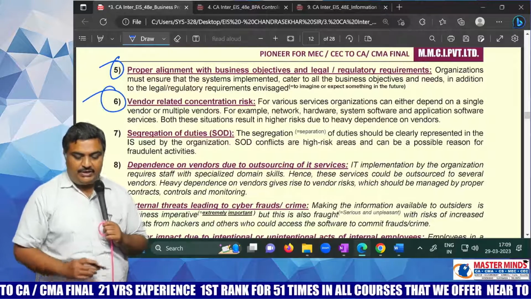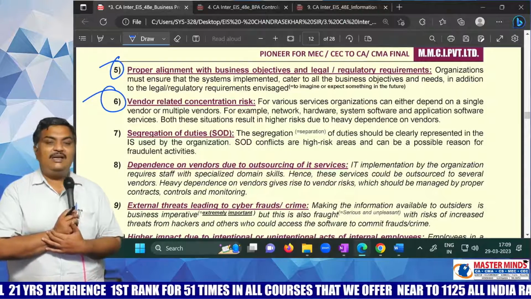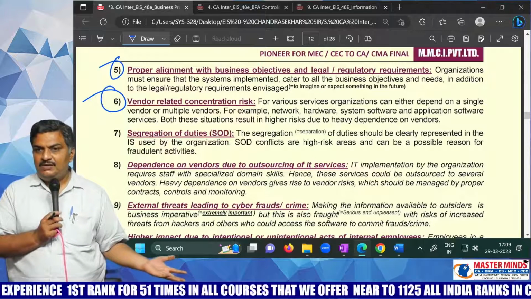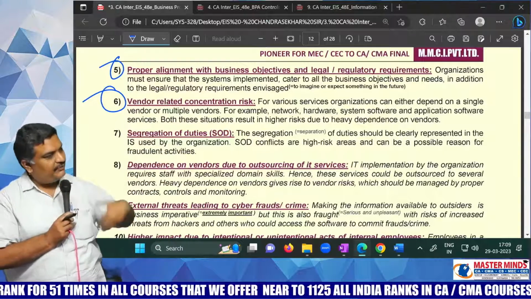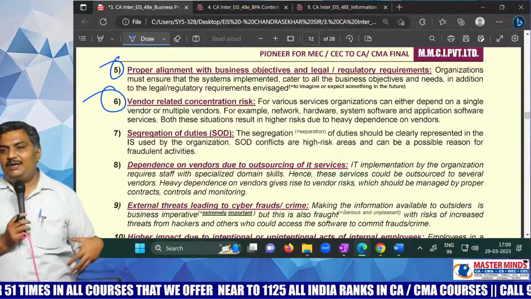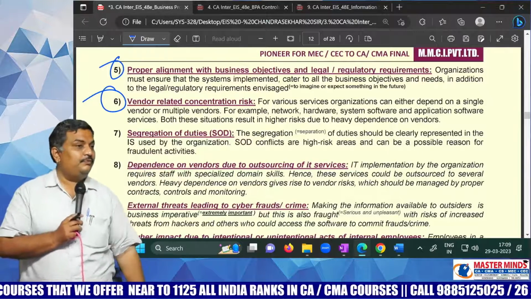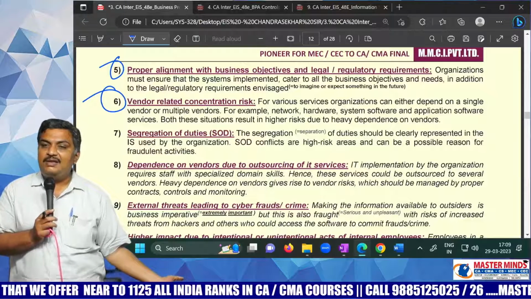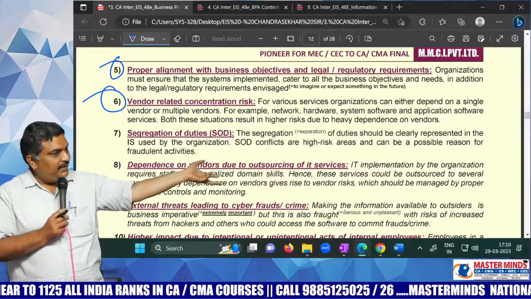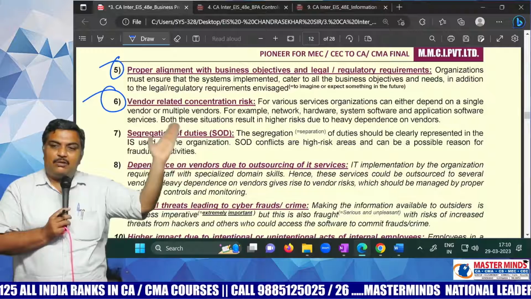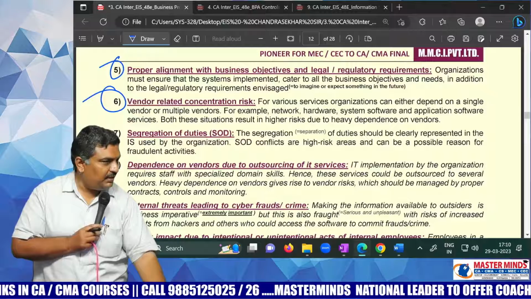Vendor related concentration risk. Vendor related concentration risk means what? This happens in the case of banks and all, where they depend on a single vendor. Software from that vendor only, hardware from that vendor only, network from that vendor only, cameras from that vendor only, everything from that vendor. And that vendor goes bankrupt. What about you? You will also raise your hands and say hands up, because you were based on a single vendor, and that single vendor was out of business, and you will be also out of business. So that is the reason we should not depend on a single vendor for everything.